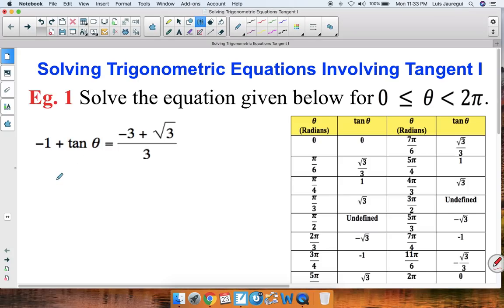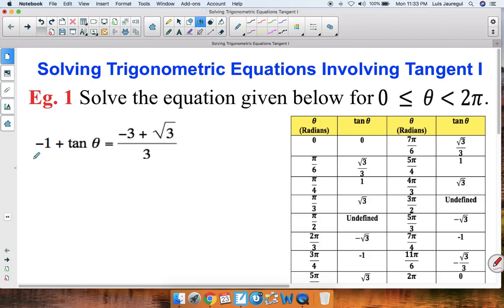Welcome. In this video we'll be solving trigonometric equations involving tangent, part 1. Let's take a look at our first example. Solve the equation given below for theta greater than or equal to 0 but less than 2 pi.